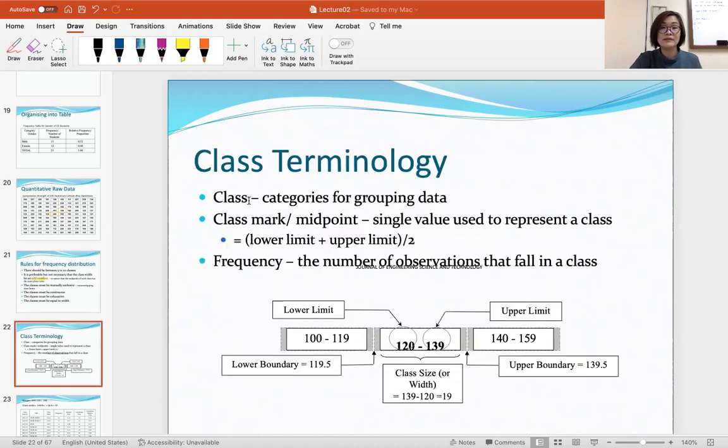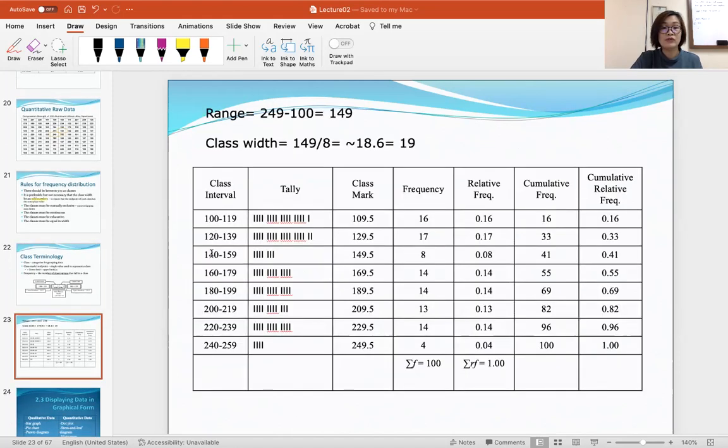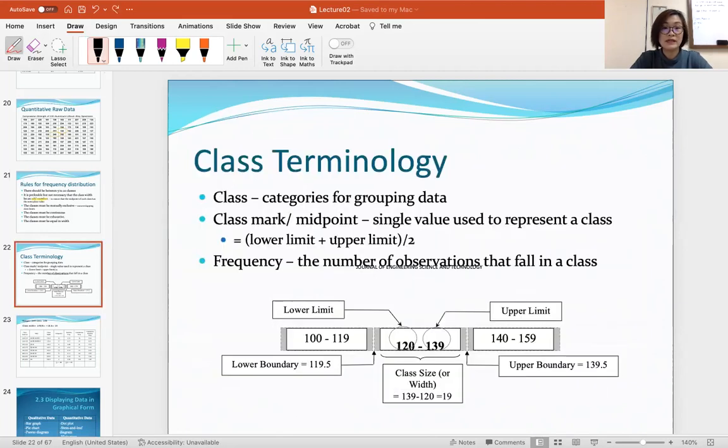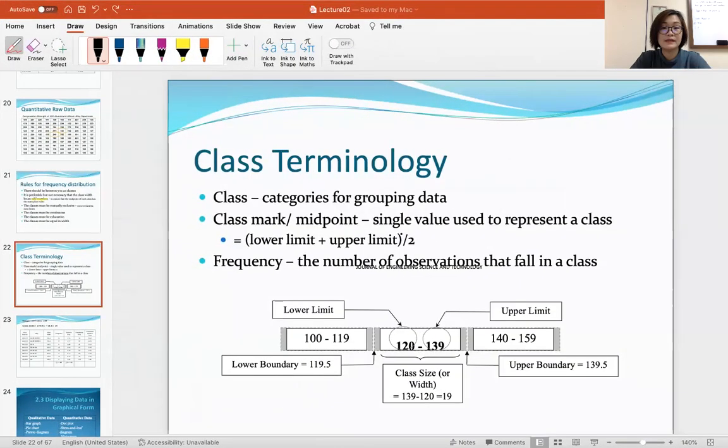We talk about a lot of classes. What does class mean? A category for grouping data. For example, I have 1, 2, 3, 4, 5, 6, 7, 8. I have 8 classes here. These are called classes. Class mark and midpoint: in this case, it is a single value used to represent the class. How do we get the class midpoint? We find the upper limit plus the lower limit, divided by 2. That's your midpoint. The frequency is the number of observations found in a class.